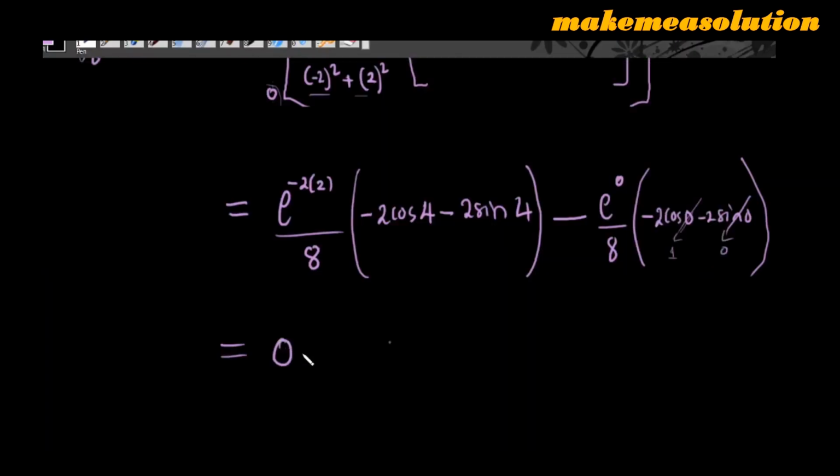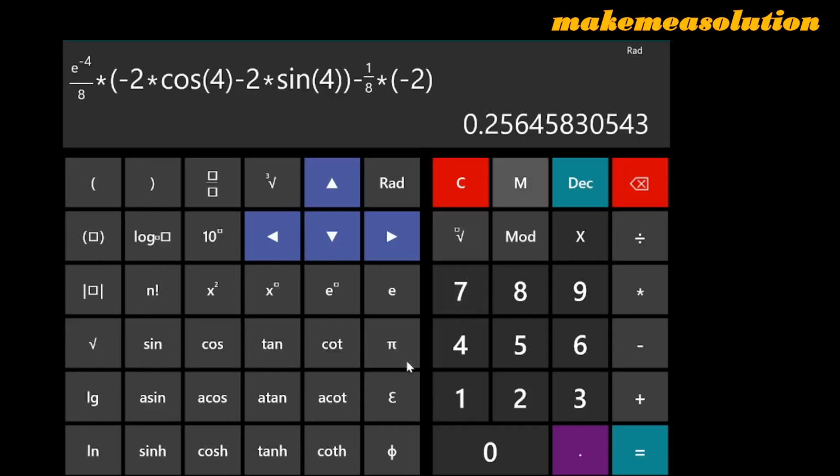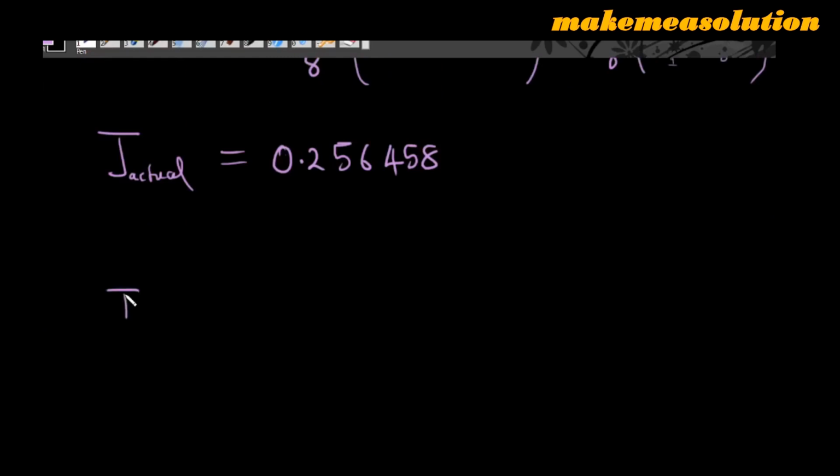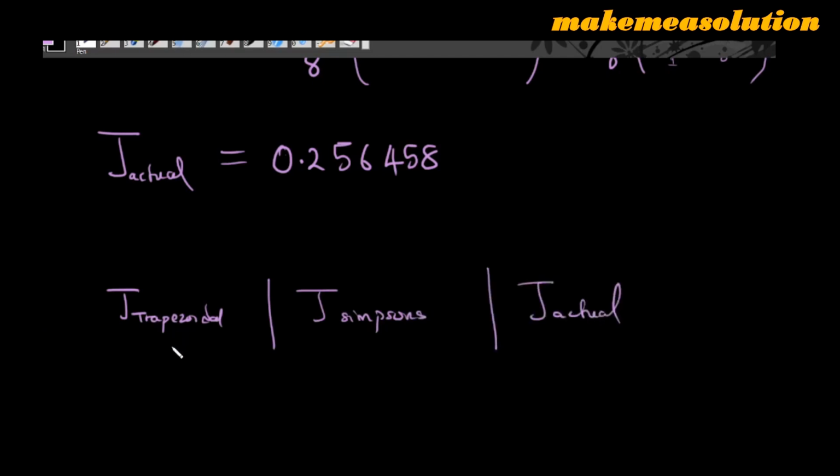0.256458. So this is the actual value. So J actual. So we now want to compare J trapezoidal with J Simpson's with J actual. So what did we get in all three of these cases?